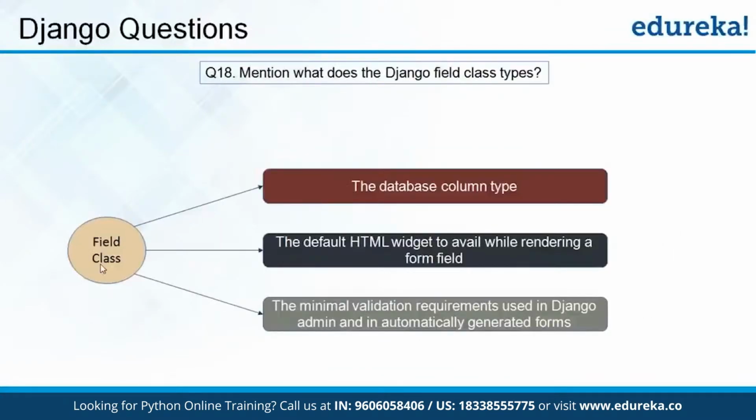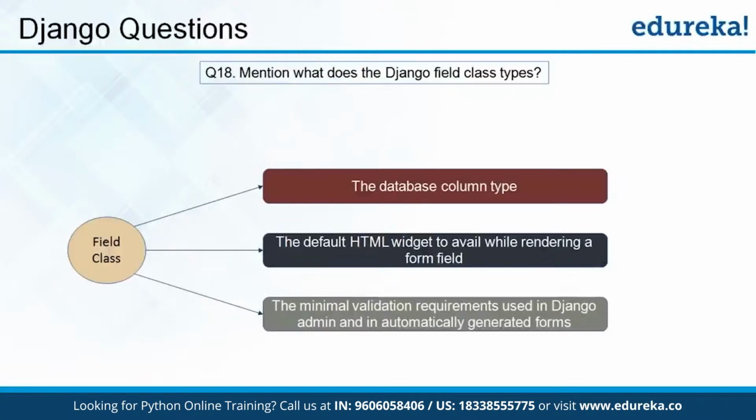So as simple as that, what is contained in a Django field class? It will contain the database column type, if it is integer, string, varchar, or anything like that. The default HTML widget available while rendering a form field, whether it's a text box or an email field. You've got different types of field classes, a password field, anything like this. So that is the default HTML widget and the minimum validation requirements.